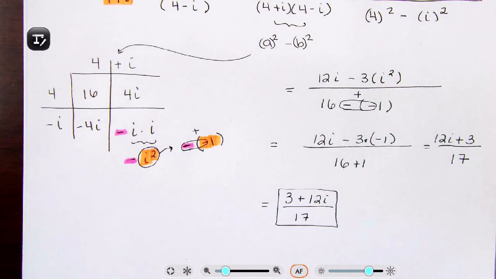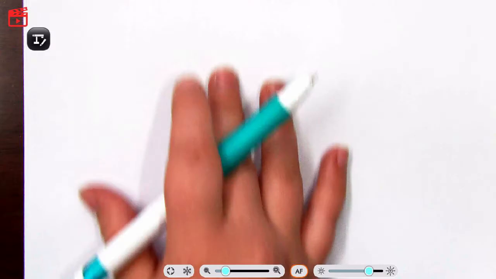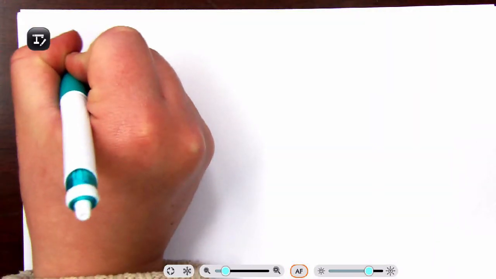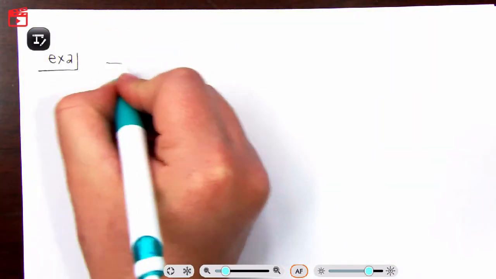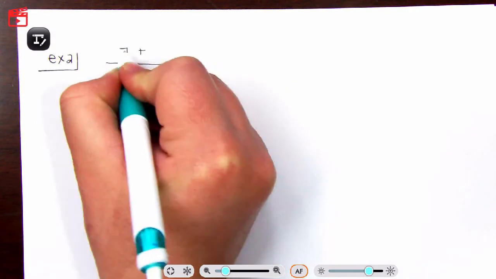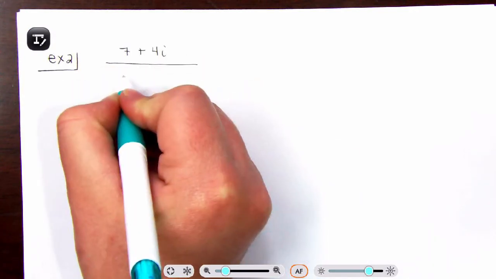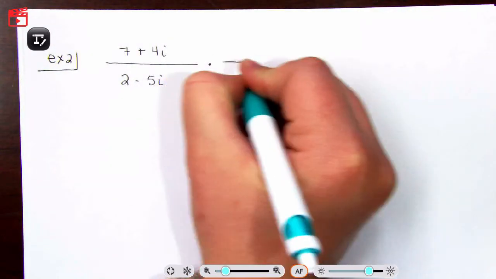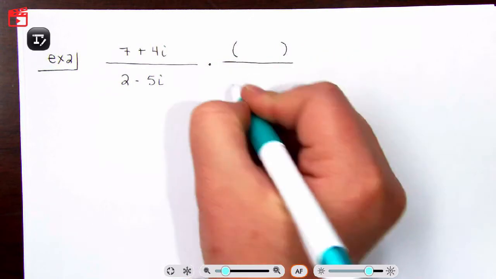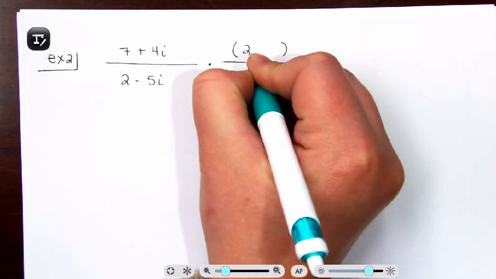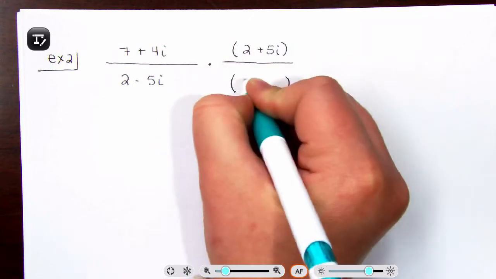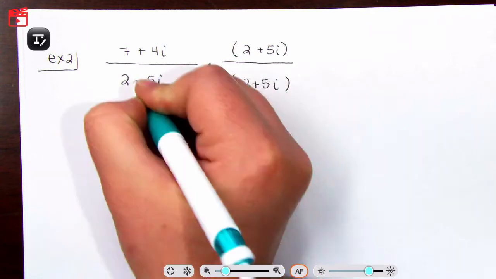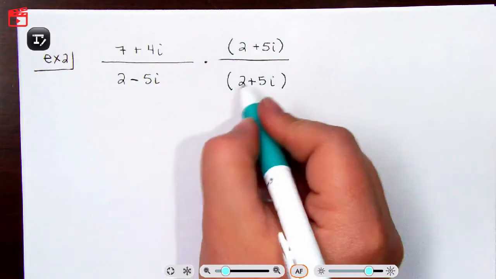Let's do one more really quickly on this one here. Example 2. Let me shift down my paper. For example 2, let's do something with two binomials. We'll have 7 plus 4i over 2 minus 5i. Multiplying top and bottom by the conjugate of the denominator, not the top one, the bottom one. So I have 2 plus 5i and 2 plus 5i. Why plus? Because this is a minus, therefore we've got to do a plus.